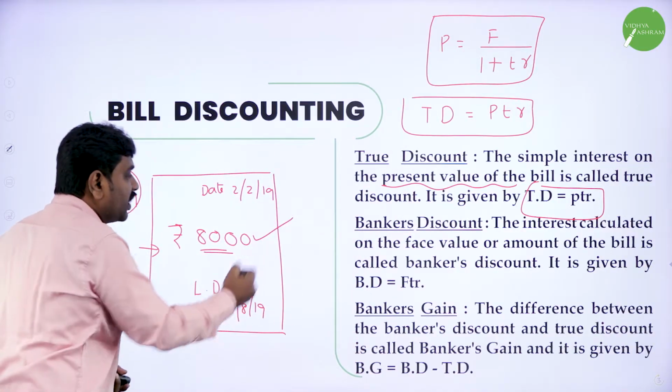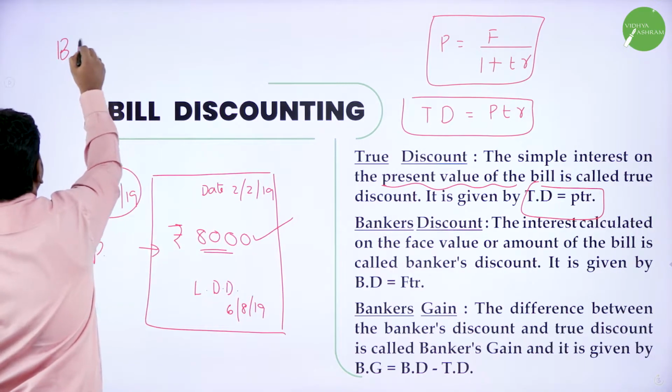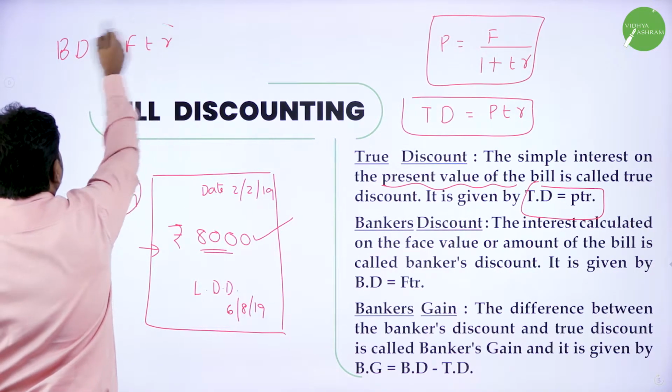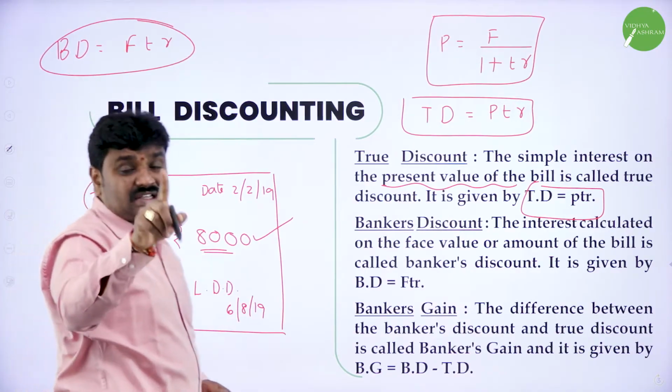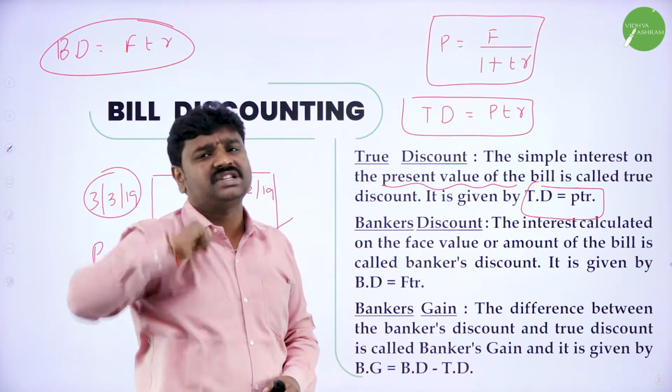Banker will discount on what value? Face value. That's why banker's discount is FTR. It is a simple interest on face value. Banker's discount is always on face value, which will be greater than present value.